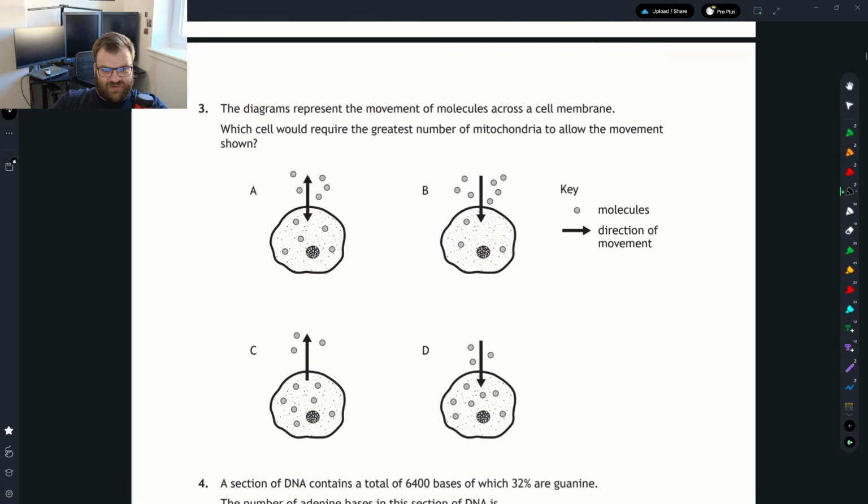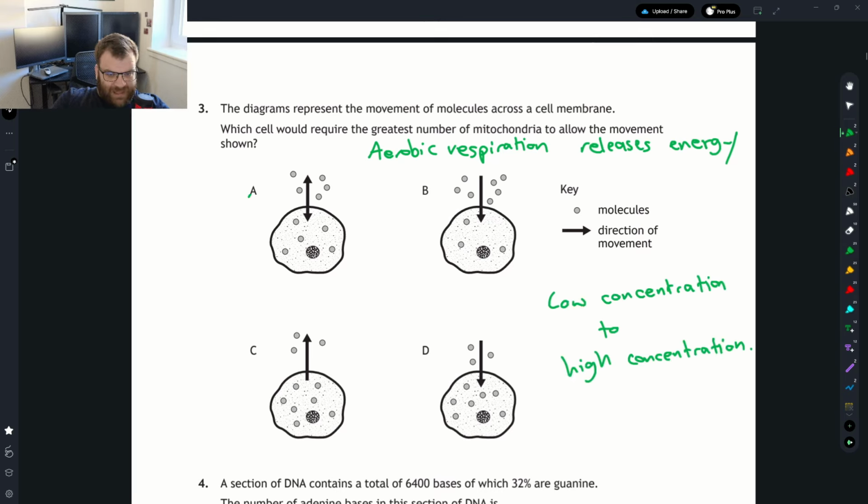In this question, we're talking about the difference between passive and active transport. Mitochondria are involved in aerobic respiration, and that releases energy. So in this question, we're looking for active transport, which goes from an area of low concentration to an area of high concentration. In A, we have equal concentrations inside and outside of the cell, so there'll be no movement at all. B, we've got diffusion as we're going from high outside to low inside.